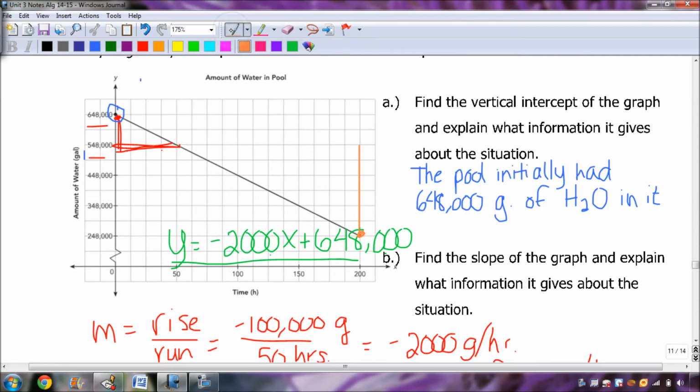Oops, sorry. So how much did it go down by? Well, it went from 548,000 to 248,000, so it went down by negative 300,000. All right, and then how much did it go over by? It went from 50 hours to 200 hours, so it was 150 hours. So if I were to do the slope here, I would get negative 300,000 gallons over 150 hours.